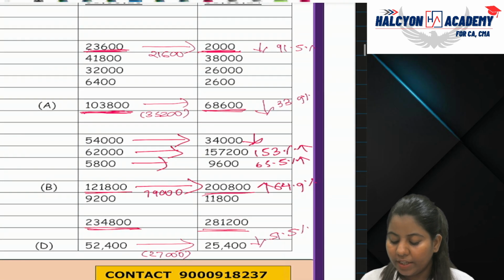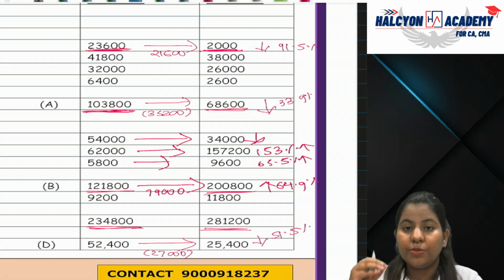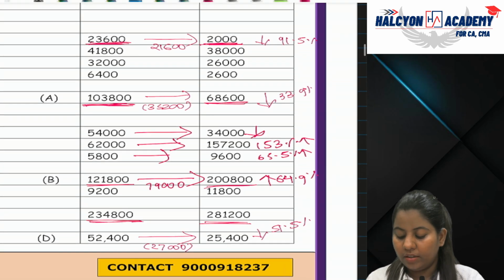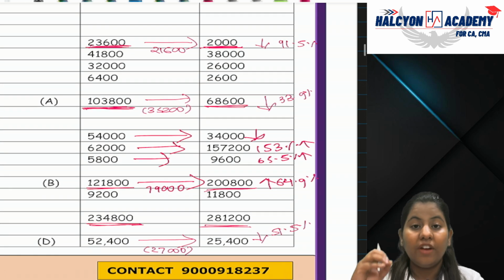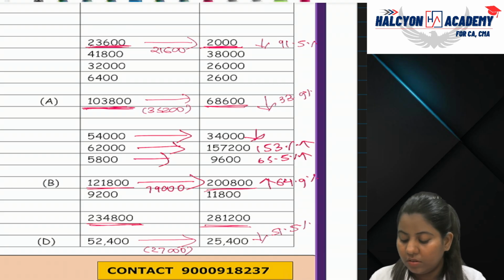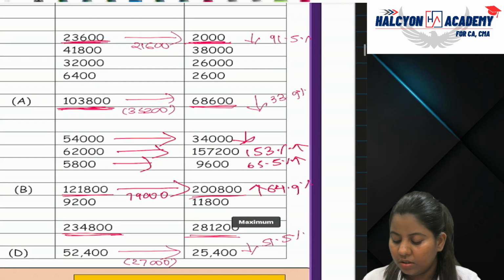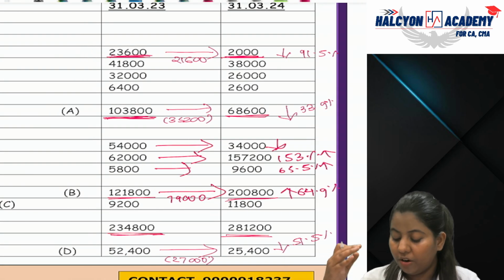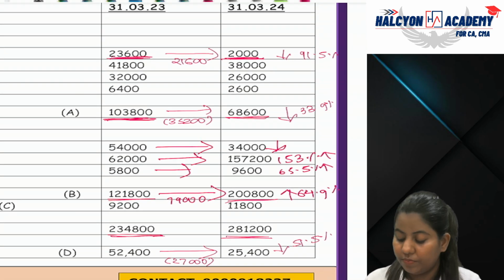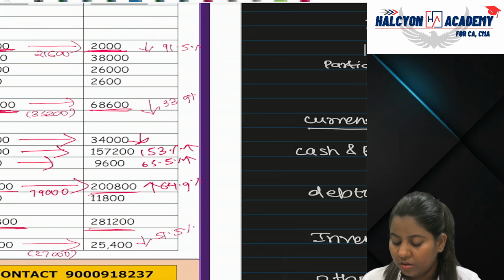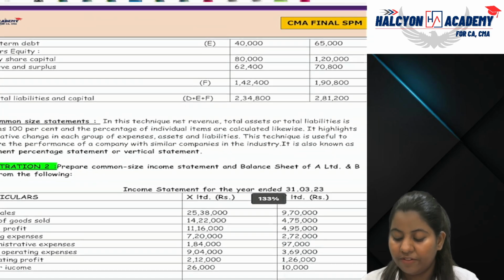Increasing. So can you say that there is a substantial increase in plant and machinery? There is a substantial increase in plant and machinery, right? The amount is increased by 153%. Almost double, more than double. It has increased above 100%. That is 153%. More than double. Now this was one point. I will write that before.